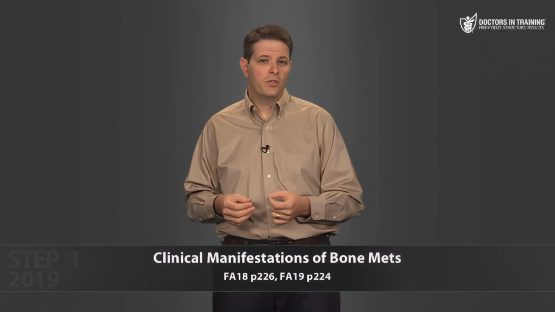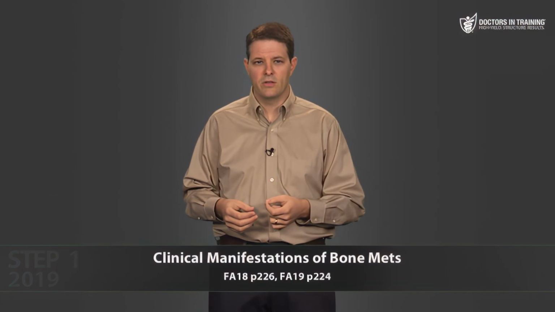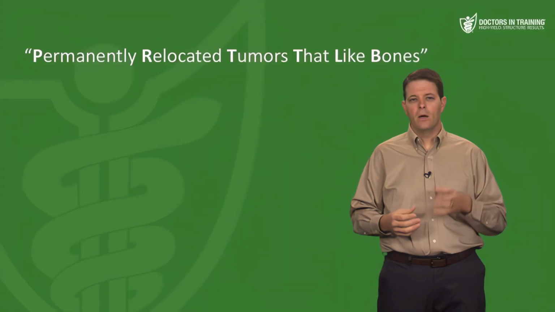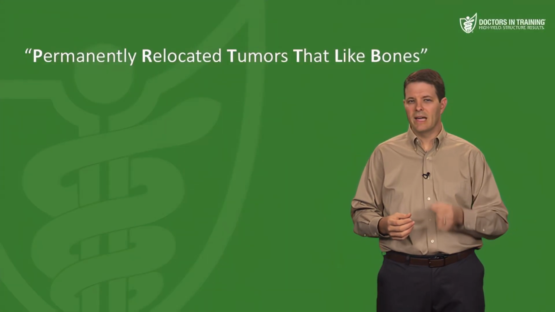Primary bone tumors are relatively uncommon. The majority of tumors you find in the bone are metastatic tumors. They started somewhere else and then they metastasized to the bone. So what kinds of mets are we talking about? Well, students sent us a good mnemonic for these. Permanently relocated tumors that like bones.